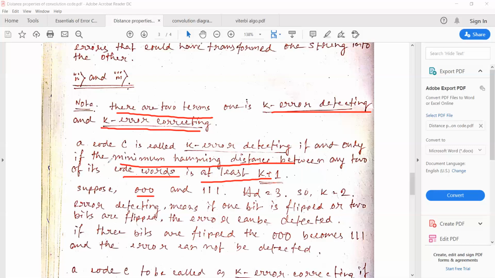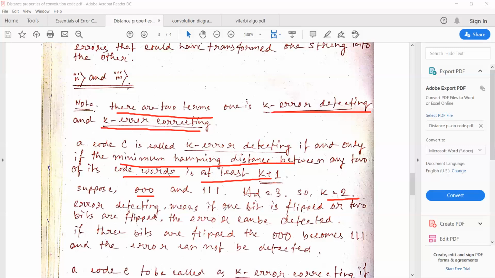So it is written here that the minimum Hamming distance between any two of its code words is at least k plus 1, where k is the k error detecting code. That is the number of errors. So if the Hamming distance is 3, then the number of detected errors will be 2, because 2 plus 1 equals 3. So this satisfies the condition k plus 1. This is the Hamming distance and this is k. k is the number of detected errors.